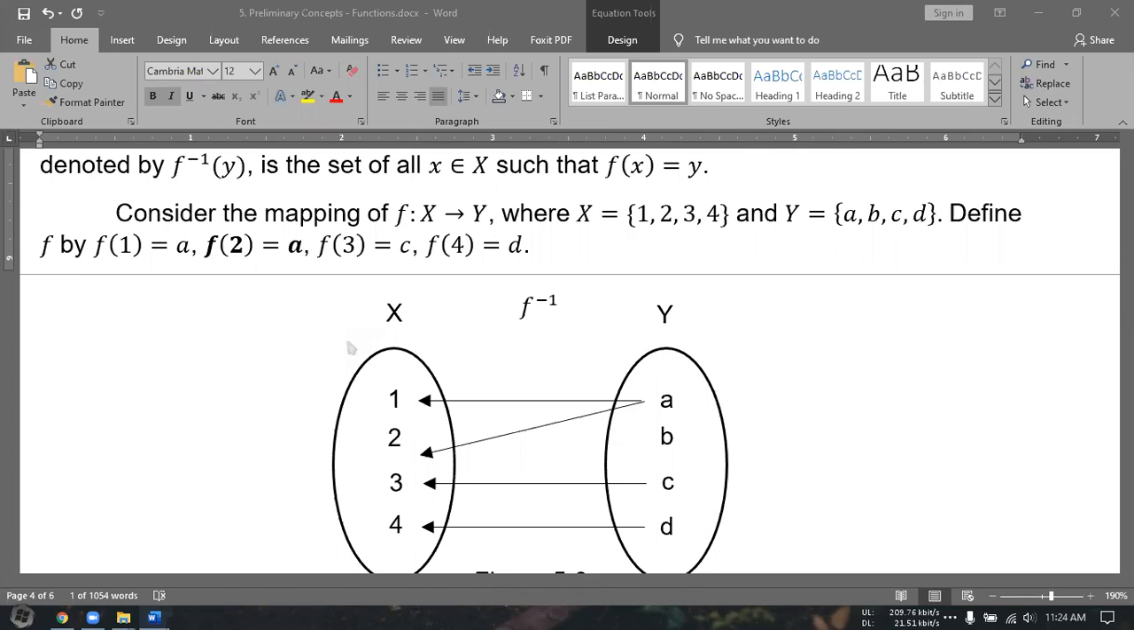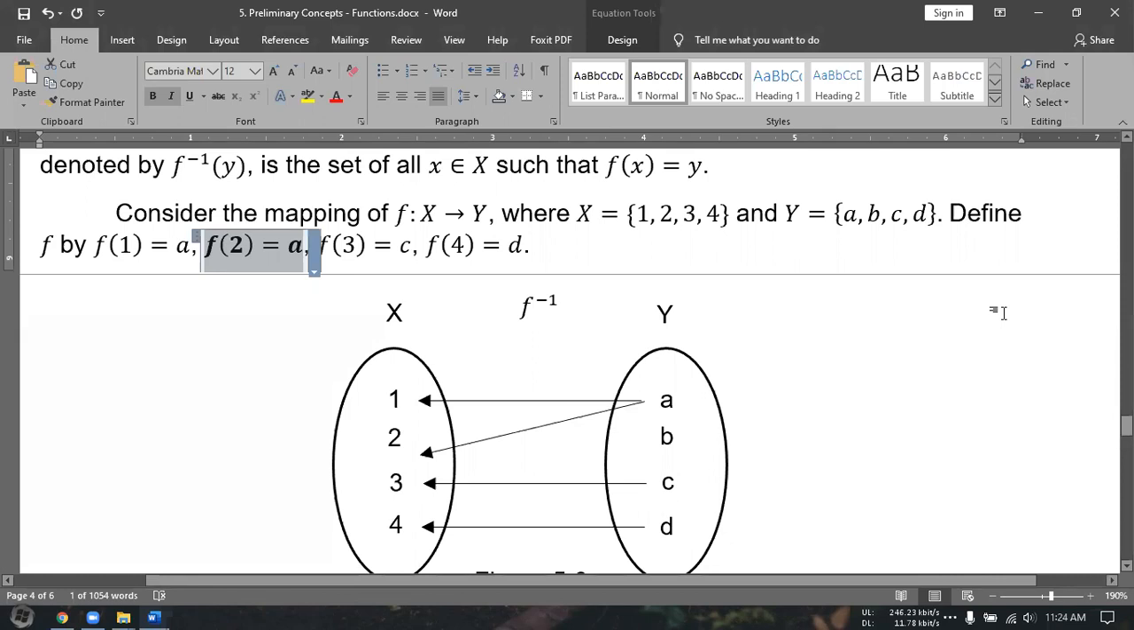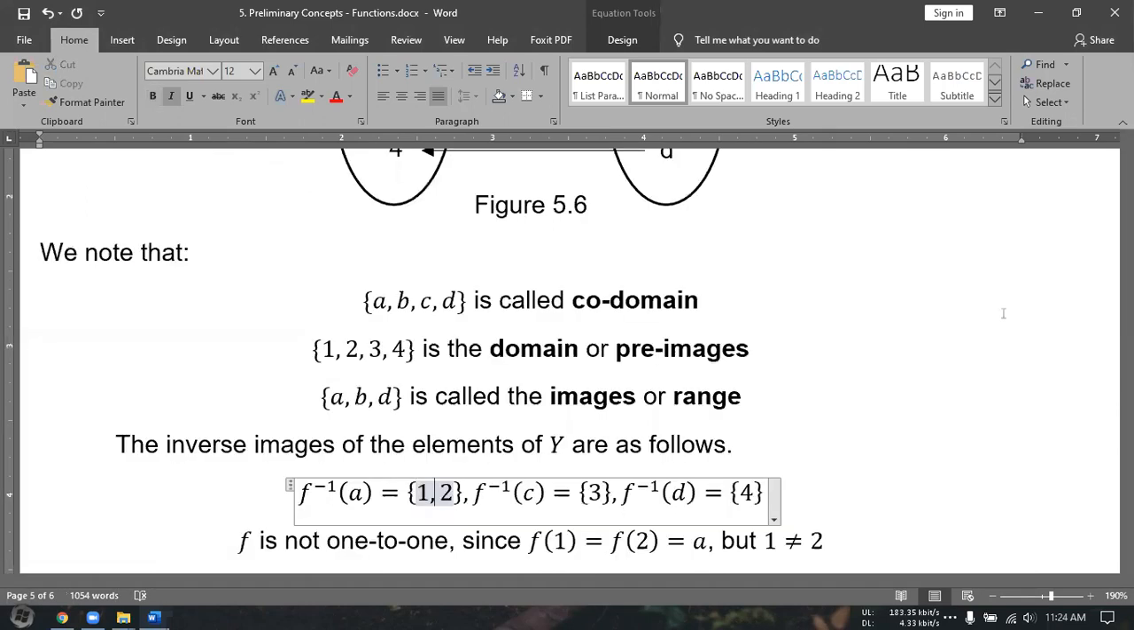So, this time, gawin natin reference sa elements in y. Or baliktarin lang natin yung mapping natin. If 1 maps to a, therefore, a maps to 1. Okay? That's the inverse. As well, a maps to 2. c maps to 3. d maps to 4. These are their inverses. So, inverse of a, we have 1 and 2. Inverse of c, we have 3. Inverse of d, we have 4.